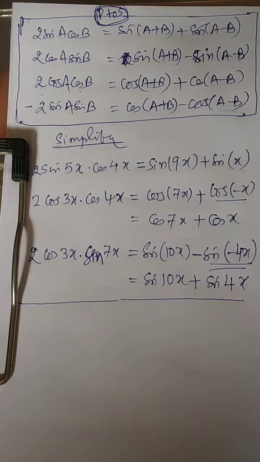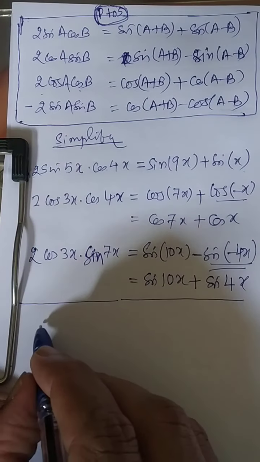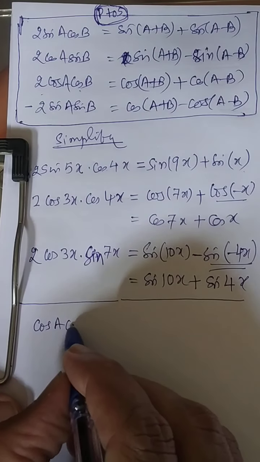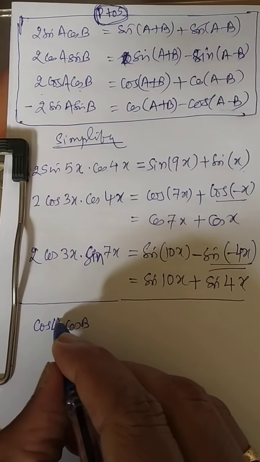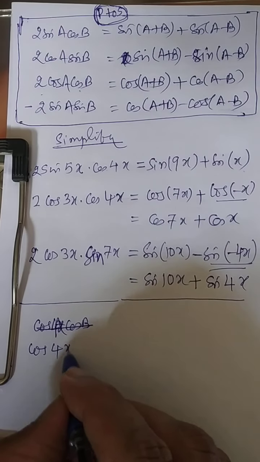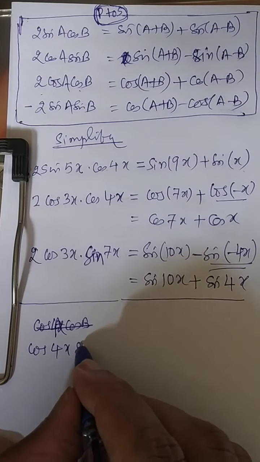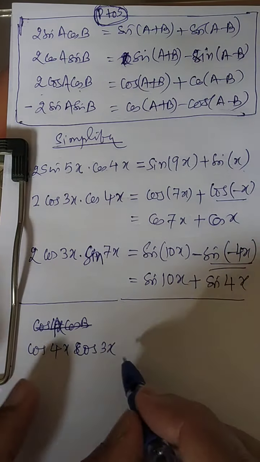There will be some questions, sometimes, if it is asked like this also, can you write this cos A into cos B? This is given in the product. Say cos 4x, and I am writing another question: cos of 4x into cos of 3x, into some form. It is possible.